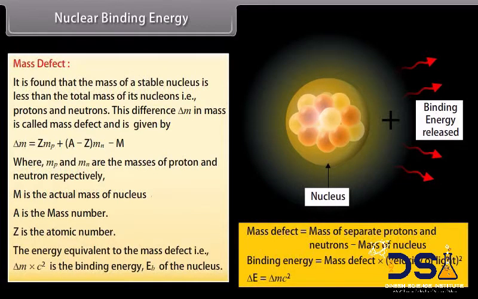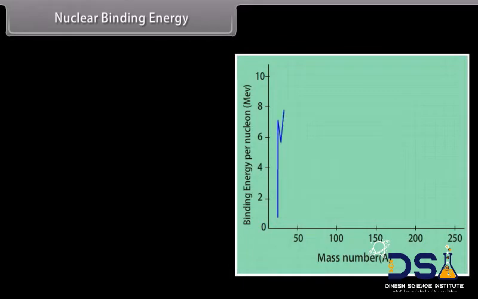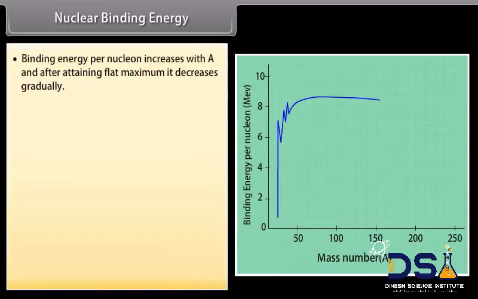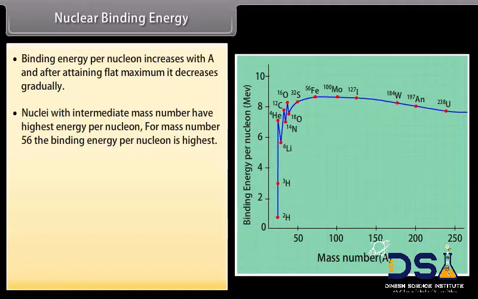The energy equivalent to the mass defect, that is delta m into c square, is the binding energy, EB, of the nucleus. From the graph, we note that binding energy per nucleon increases with A, and after attaining a flat maximum, it decreases gradually. Nuclei with intermediate mass number have highest energy per nucleon. For mass number 56, the binding energy per nucleon is highest.